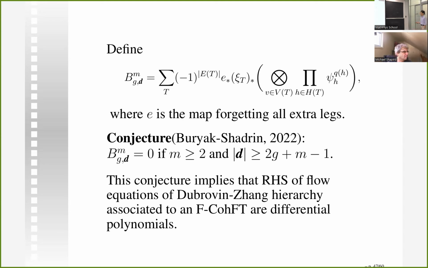Then we propose this conjecture, which says that if n is bigger than 2, or if the sum of all these weights is bigger than 2g plus n minus 1, then this class should be 0. And this conjecture actually implies this function which is used to define the Dubrovin-Zhang hierarchy associated to a CohFT, and unrelated differential polynomials.